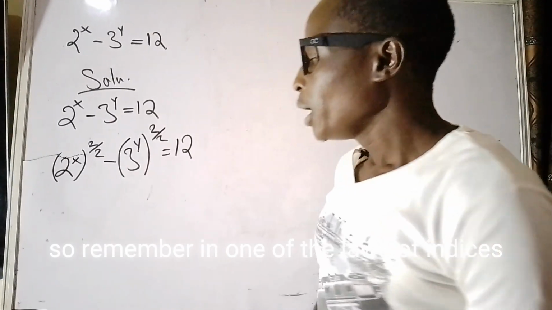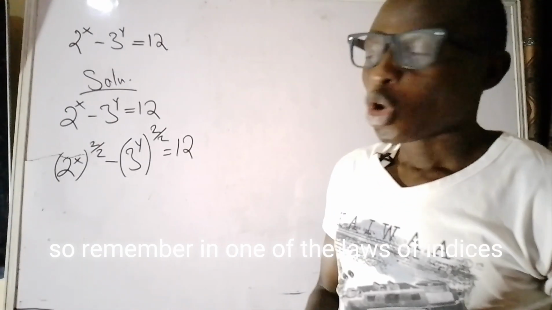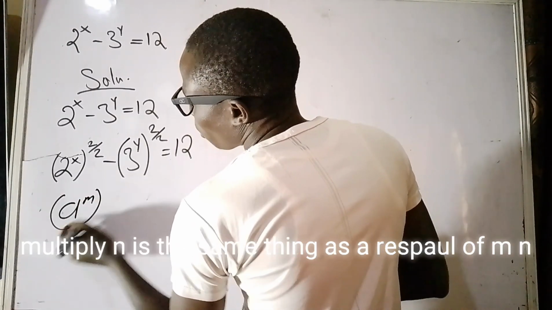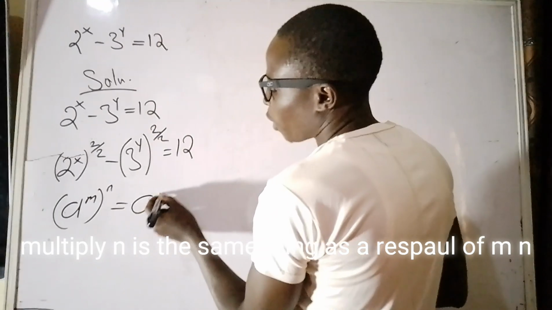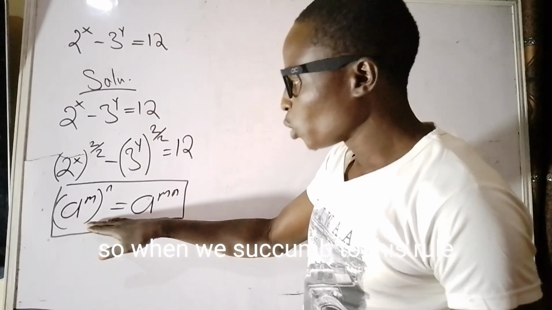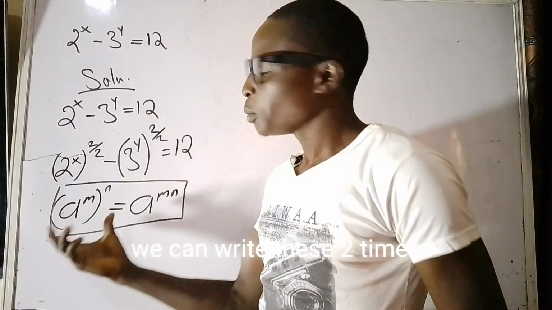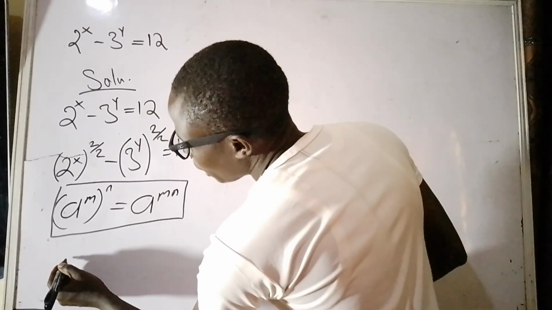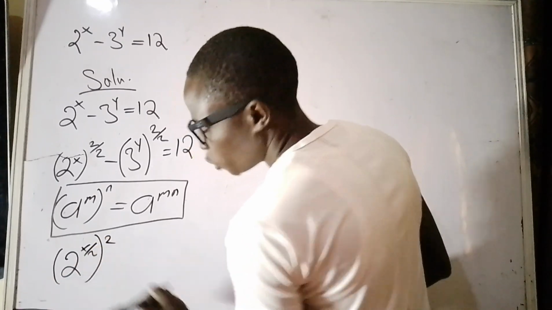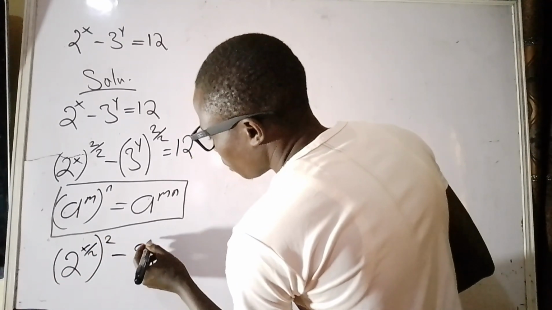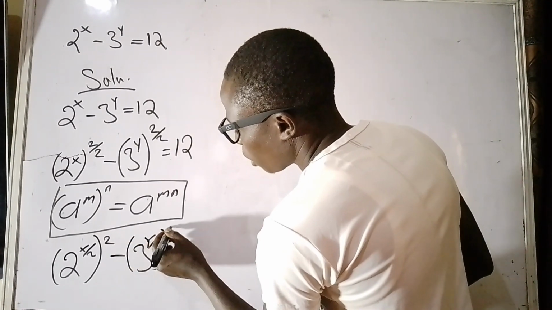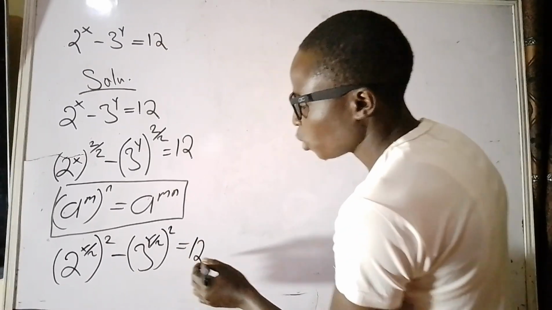So remember, in one of the laws of indices, whenever I have a raised to the power of m multiplied by n, it is the same thing as a raised to the power of mn. So when we apply this rule, we can rewrite these 2 terms. That means I can rewrite 2 raised to the power of x over 2, all raised to the power of 2, minus 3 raised to the power of y over 2, all raised to the power of 2, to be equal to 12.